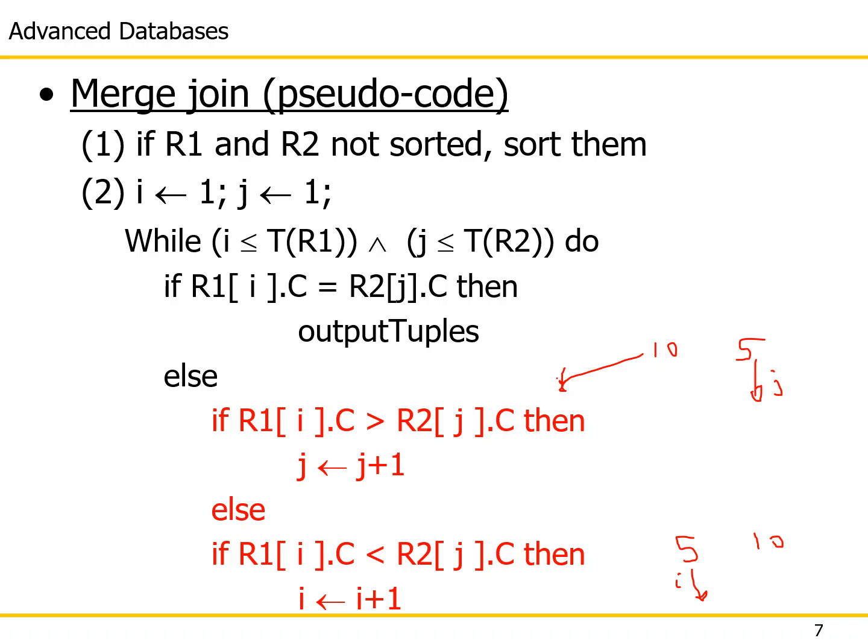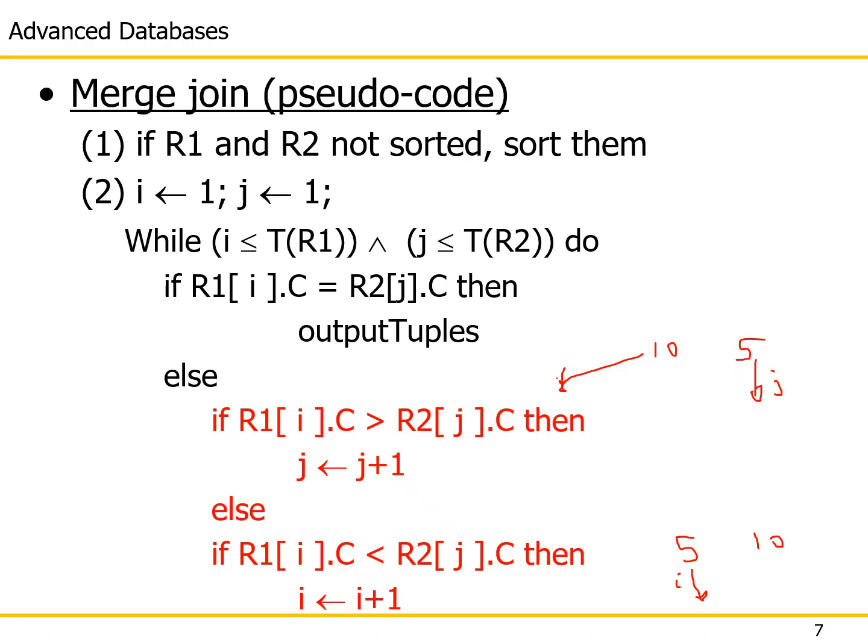Remember, we're comparing R1.c with R2.c. So if R1 of i.c is greater than R2 of j.c, the column on the left is greater than the column on the right, then I will increment j. Else, if R1 of i.c is less than R2 of j.c, the column on the left is less than the right, then I will increment i.